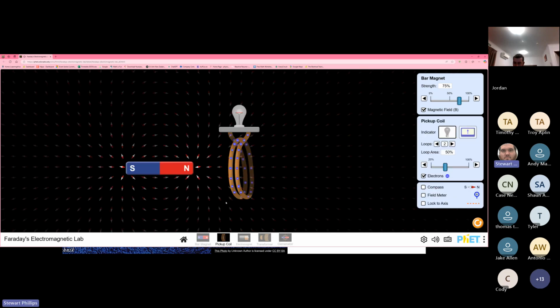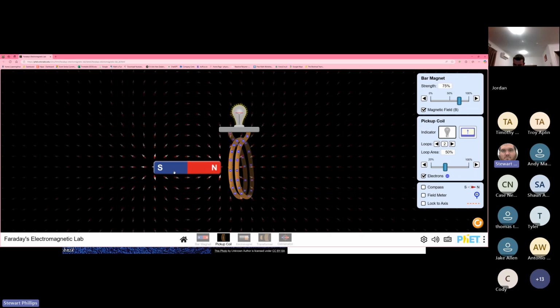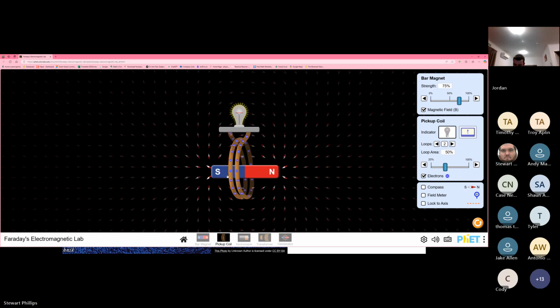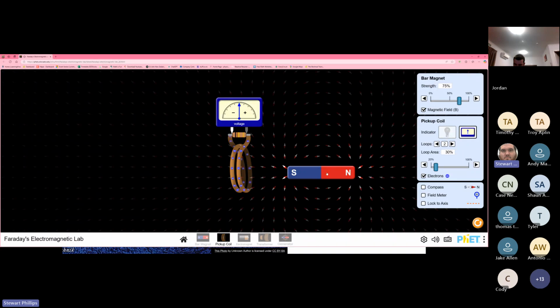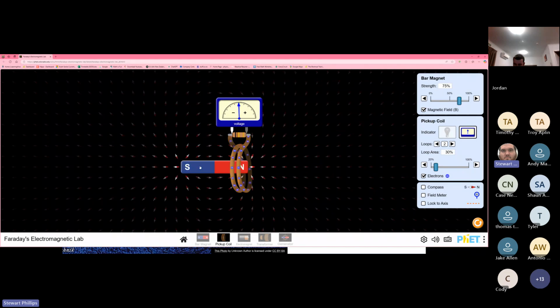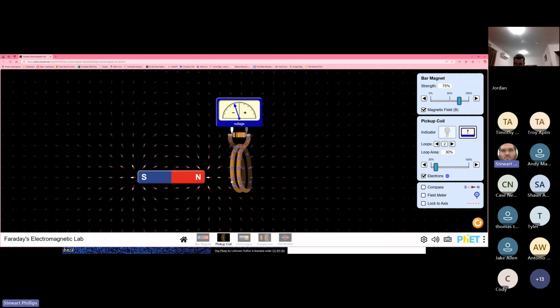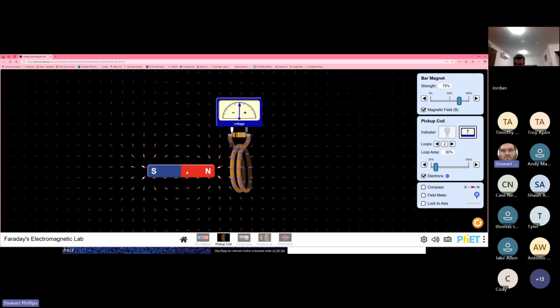Here, we can see a pickup coil. As we move the magnet through, we can see it generates an electric charge, but only as the magnet is moving. Once the moving stops, the light stops. And we can change it to a voltage, and we can see here we get a negative and then a positive, a negative and then a positive as we move it through. If I move it through really quick, you can see the meter jumps quite quickly. If I move it too fast, you can't see.